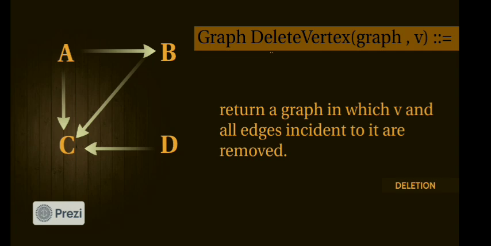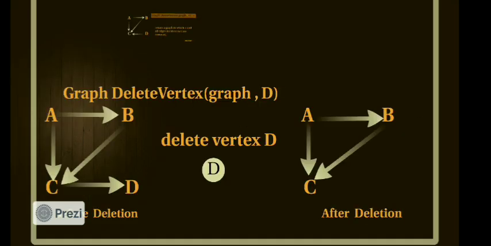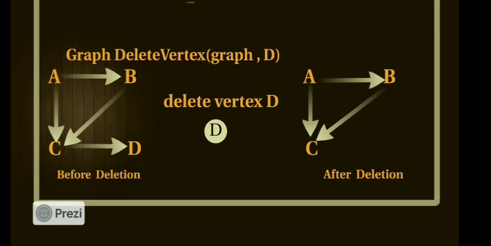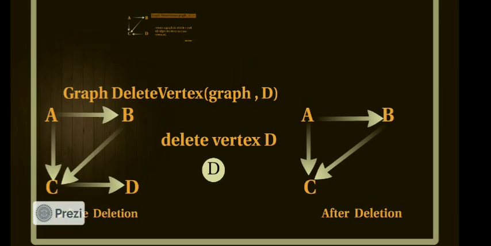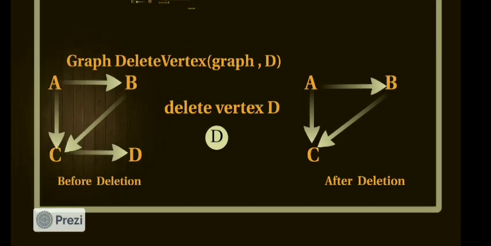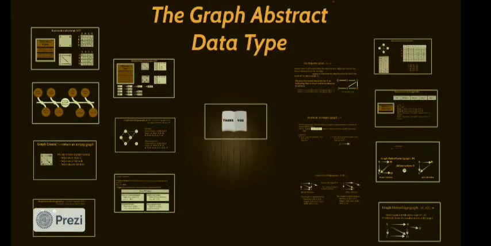So let us understand this by using the beside graph as an example. In this example graph, we have vertices A, B, C and D, which are connected with the paths A, B, A, C, B, C and C, D. Here, if we need to delete vertex D, then we call the function graph delete vertex of graph, D, where D is the node to be deleted, which is replaced in the place of v. So, before deletion, the graph has 4 nodes, and after the deletion, it has only 3 nodes, where D is deleted along with its connected links.